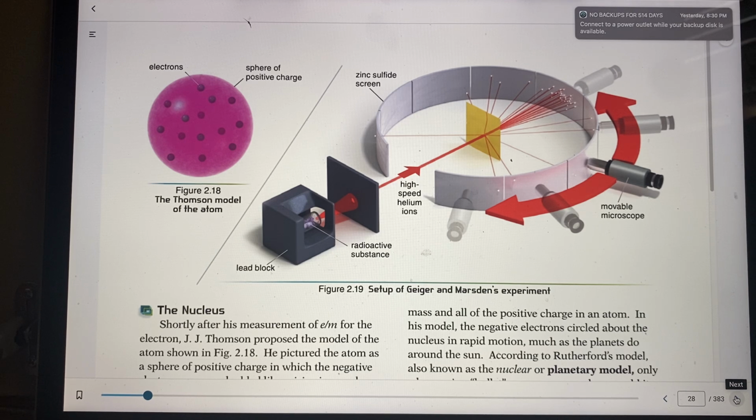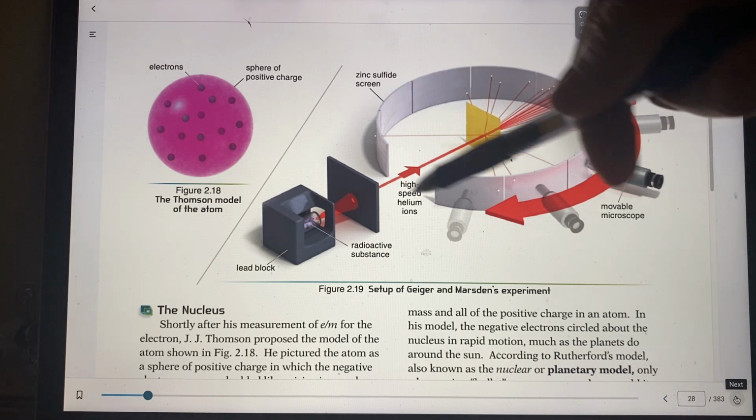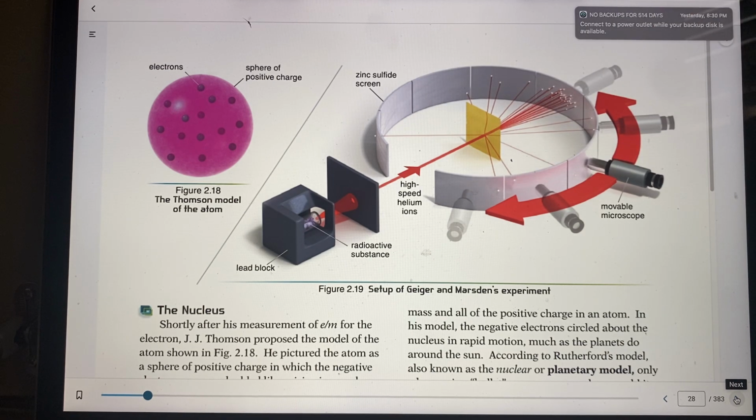He just thought the electrons were here, and there was a sphere of positive charge here, all mixed in like a plum pudding, which was later disproved by Hans Geiger and Marsden's experiment. You can see their experiment there. They put high-speed helium ions through, and it separated these ions into subatomic bullets that bombarded here at the end. So they saw that this whole plum pudding can't be right. Basically, these electrons must be on the outside, is what they're thinking.